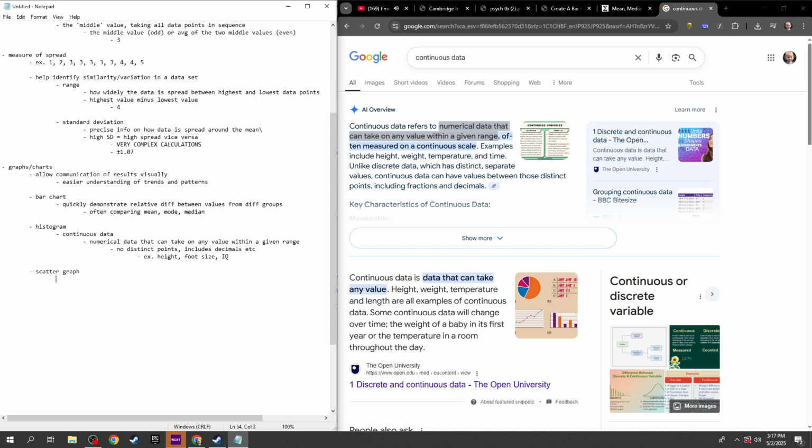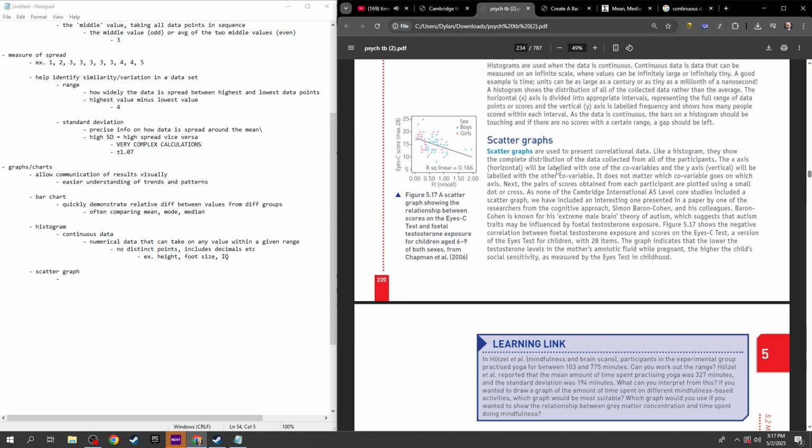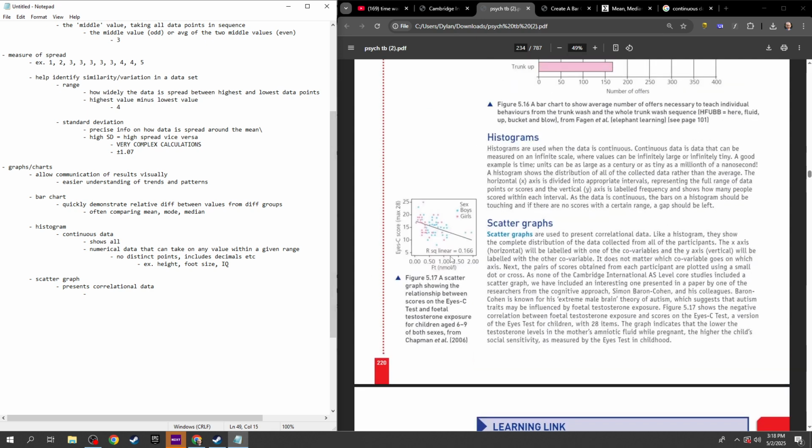Okay, finally we have scatter graph. So scatter graphs are used to present correlational data. Like a histogram, they show the complete distribution of the data collected from all of the participants. We'll wrap that up here too.